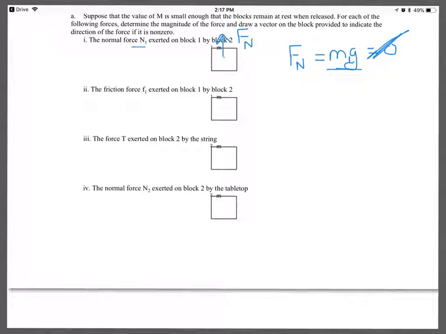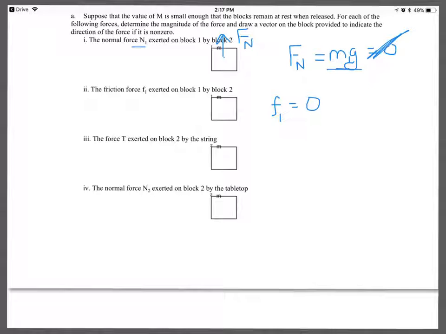All right, for block 2, they want us to know the friction acting on block 1 from block 2, so between those two surfaces. Now, since the objects are at rest, block 1 is just acting like it's sitting on a flat surface. So here, you wouldn't draw any vector, and you would say that the friction on object 1 is 0.